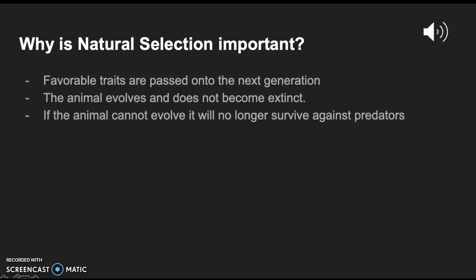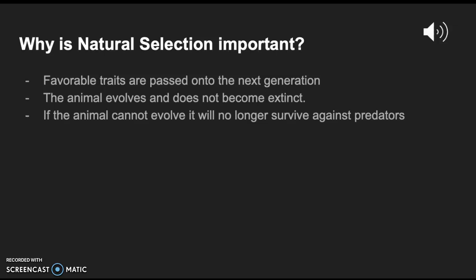In the next slide, I will be discussing why natural selection is so important. First, favorable traits are passed on to the next generation. An example of this is the peacock. The favorable traits are the colorful feathers, the size of the animal, as well as the success rate of being a more dominant male.